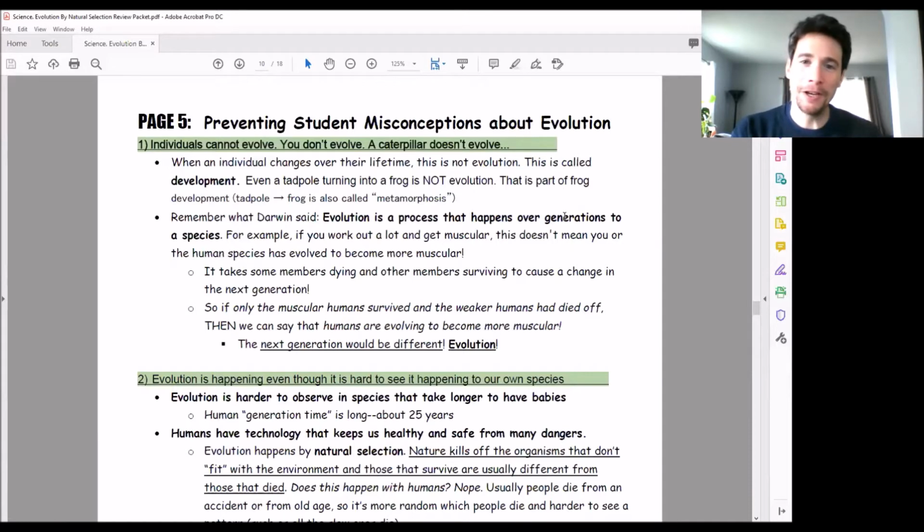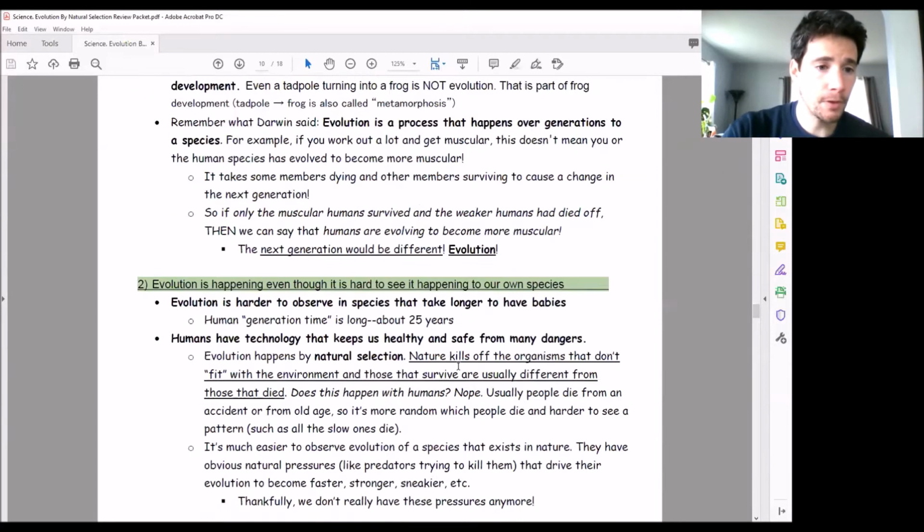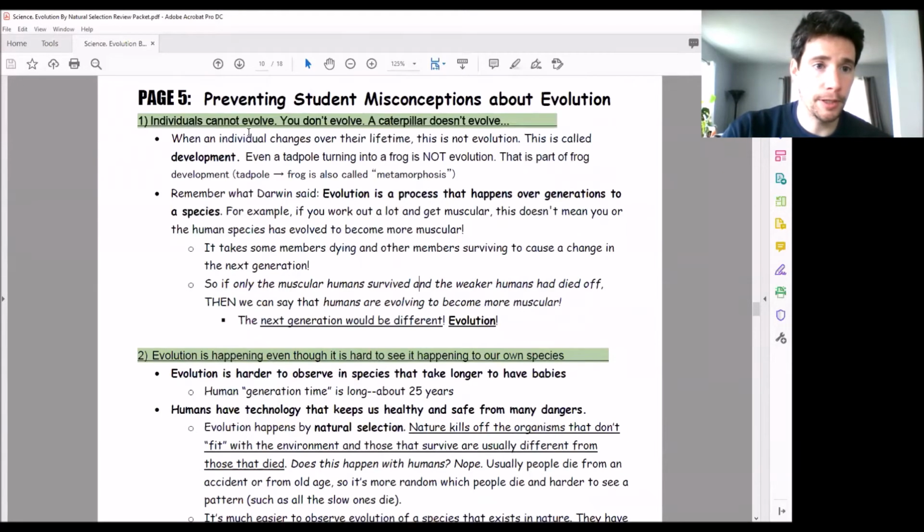I know you know that, but that's a good start of how a lot of students get this idea that individuals changing is evolution, and that's not right. That's not how evolution happens, okay?